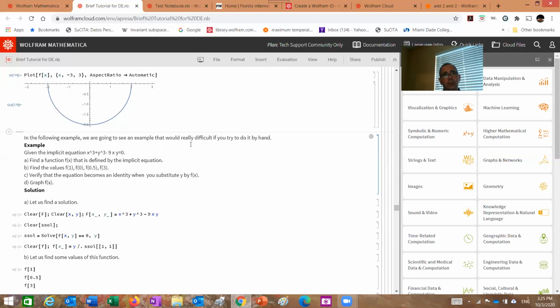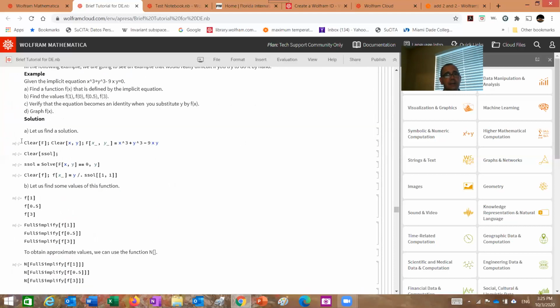Now, the next example is: given the implicit equation x to the third plus y to the third minus 9xy is equal to 0, find a function f of x that is defined by the implicit equation. Find the values f of 1, f of 0, f of 0.5, f of 3. Verify that the equation becomes an identity when you substitute the y by f of x. Graph f of x.